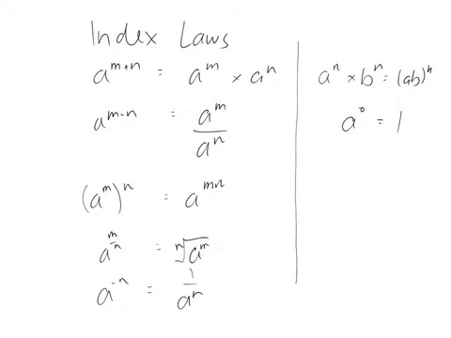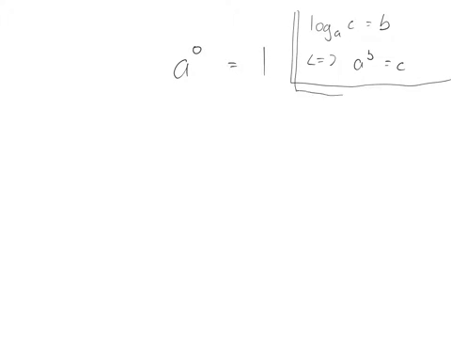Alright, so let's have a look at just a couple of outcomes of these index laws and how they apply to logarithms. So first of all, a to the power of 0 equals 1. Now, let's just remember that the logarithm is defined as: log base a of c is equal to b means, and I'll explain that symbol in a second, an equals with an arrow either side, that a to the power of b is equal to c. That's the log definition. You need to be familiar with that log definition.